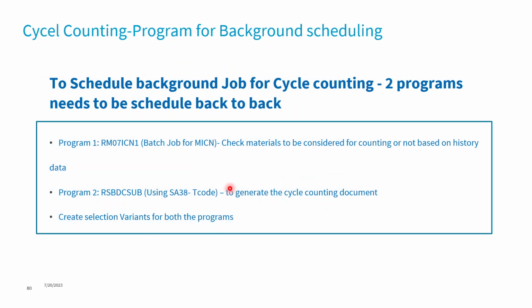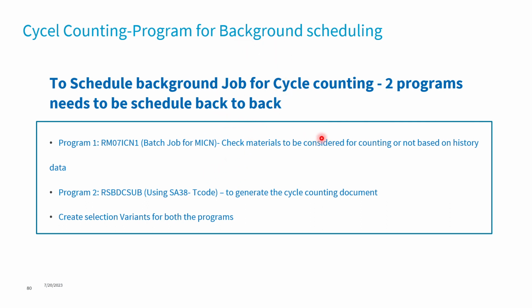Moving on to the next. Now here we are going to start the background scheduling, because previously I have just shown you the basics, which is definitely required to understand the concept of background scheduling. Every material now has an A, B, C or D CC indicator in its material master. Now I want to schedule those jobs, because as I have shown, A category material needs to be counted 12 times, B category 6 times, and subsequently. So to automatically generate those documents, we need to run the program in the background.